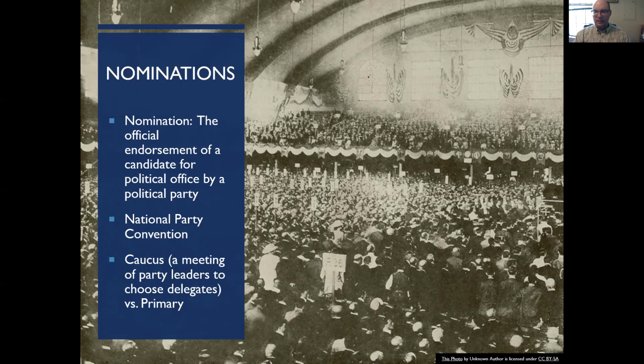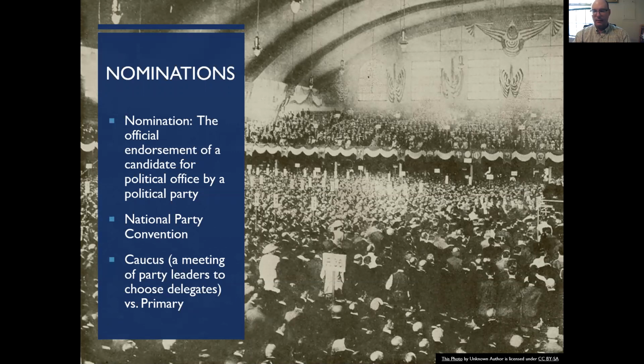But the nomination is the official endorsement of a candidate for political office by a political party. When we're talking about the presidency, that usually happens at a national party convention, which happens every 4 years. Delegates from all around the country who are members of that party get together, at least for the Democrats and the Republicans. Smaller third parties may have conventions, but they may be somewhat smaller and different. But the two major parties get together. The delegates write a platform, which is not binding.